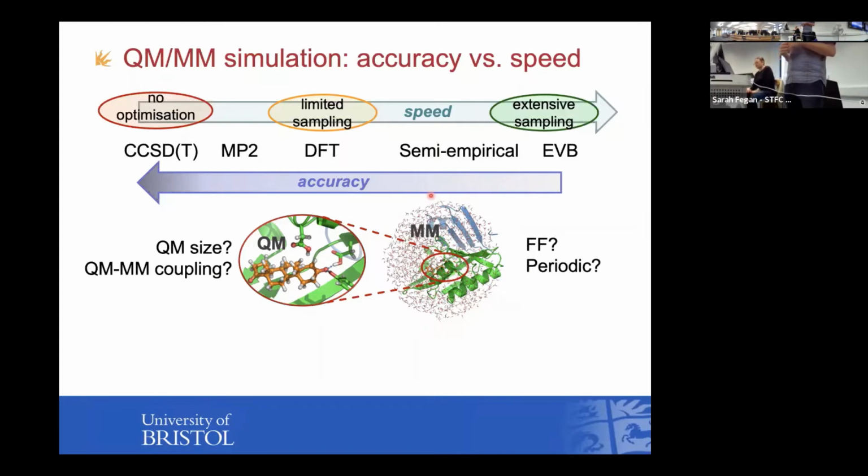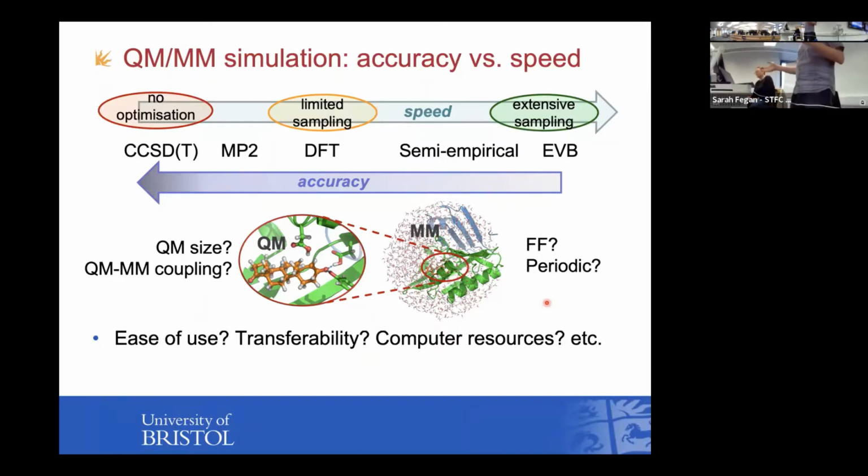Okay, so apart from the speed-accuracy choice, we have to make some other decisions as well. What exactly is in our QM region? How do we couple the QM and the MM region? And even on the standard MM molecular mechanics side, we can wonder what's the best force field to use. Are we having periodic boundary conditions and so on? Normally, we don't have to think about that too much, and we won't be thinking about that in detail during this tutorial either.